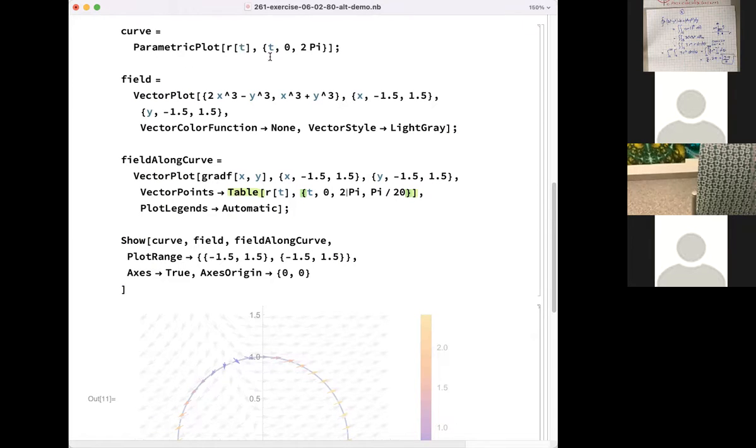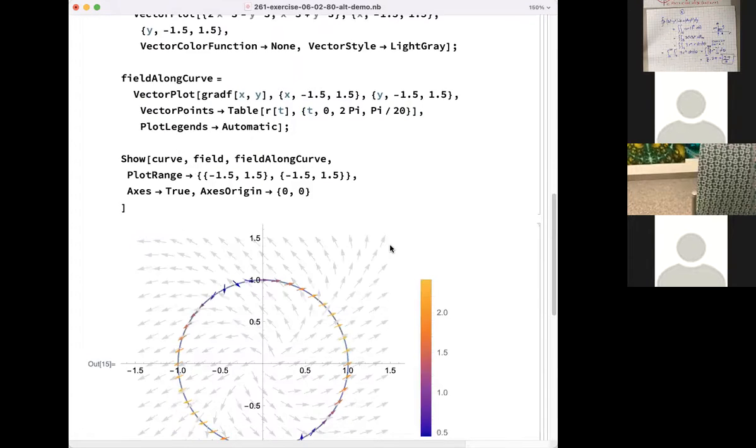Here's the parametric plot of the full circle. Here's the new vector field over a large square containing that circle. Here's highlighting the field along the curve. That's what I want to really, really look at. And then I've got putting them together with nice plot legends. Let's just see what happens.